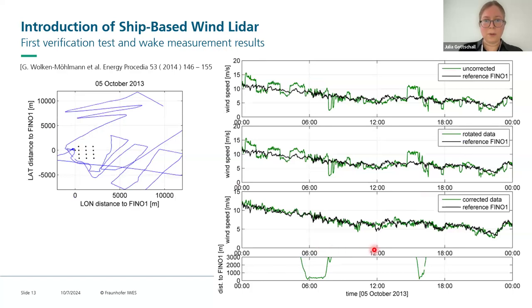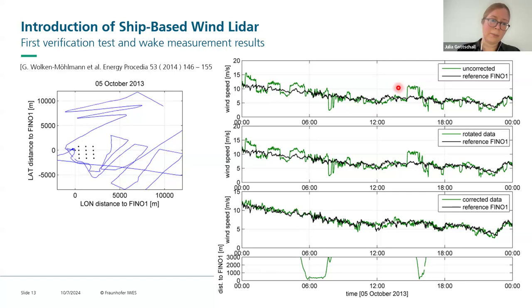These were the data we got. So you see uncorrected data, basically, then two types of corrected. So maybe you only focus on the fully uncorrected data in green in the top panel, and the fully corrected data in the bottom panel. And we compared it to the black curve, which was reference data, the reference wind measurements from FINO 1.